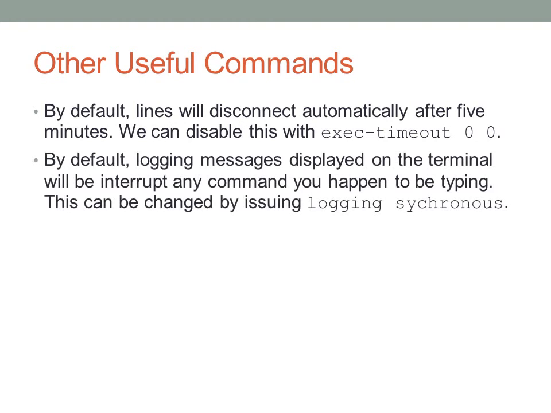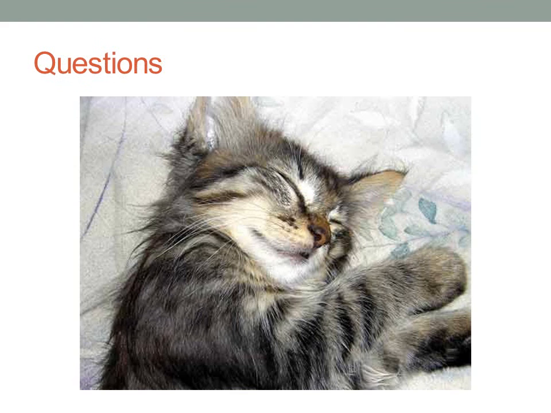By default, logging messages will be displayed on the terminal directly, and they will actually interrupt any command you may be typing. I personally find this really, really annoying, and I'll usually turn logging synchronous on. What this does is it basically displays the command that you were typing again after displaying whatever log message it was trying to say, and so you don't get interrupted. Rather, when you do get interrupted, it lets you continue where you left off, as opposed to interrupting you in the middle of a sentence.